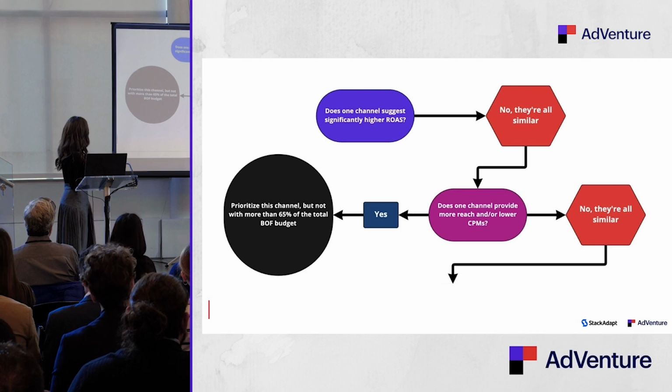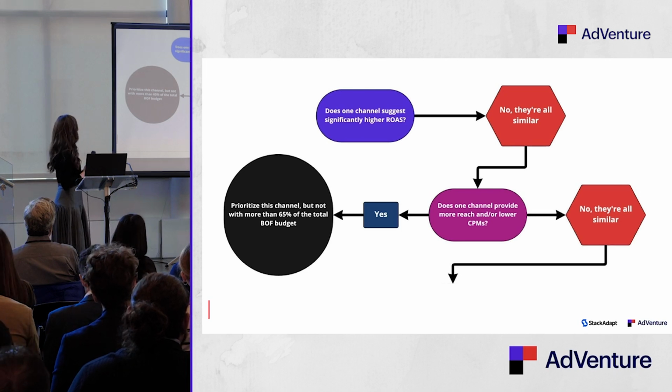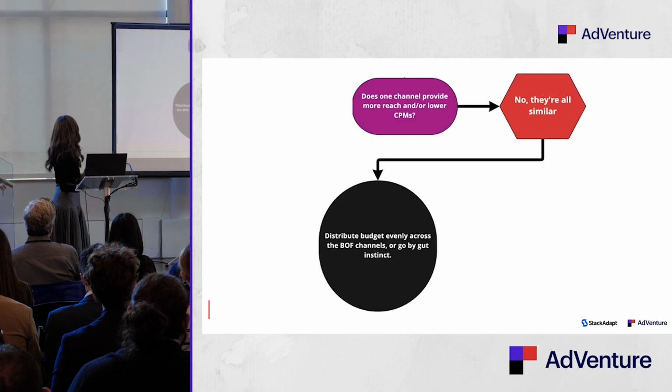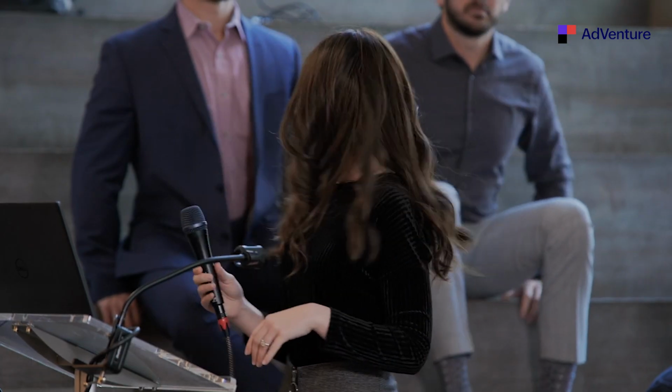And so does the channel provide more reach and a lower CPM? If so, then we're gonna prioritize this channel, but not with more than 60% of the budget. In the event that they're similar, then we will distribute the budget evenly across, or essentially just use your best judgment. And I believe we're back to you, Patrick.